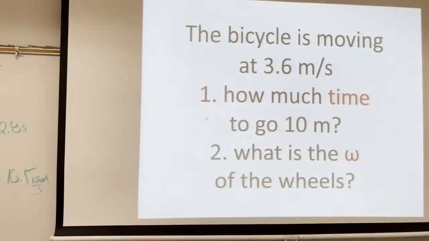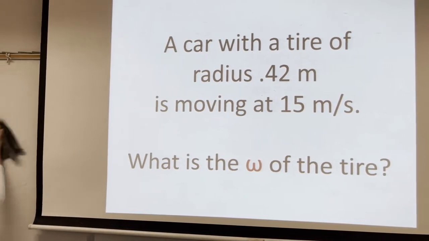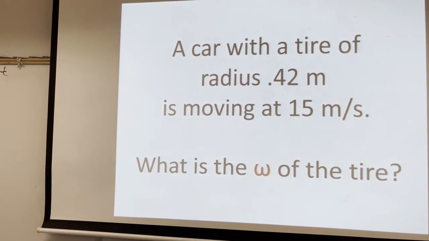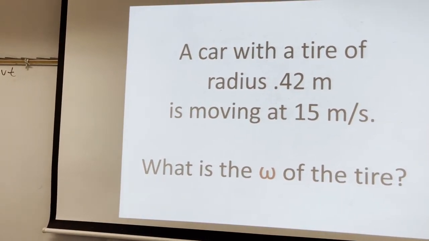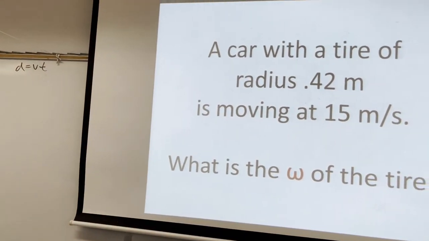So let's do a simpler one. I'm going to erase this. A car with a tire of radius 0.42 meters is moving at 15 meters per second.